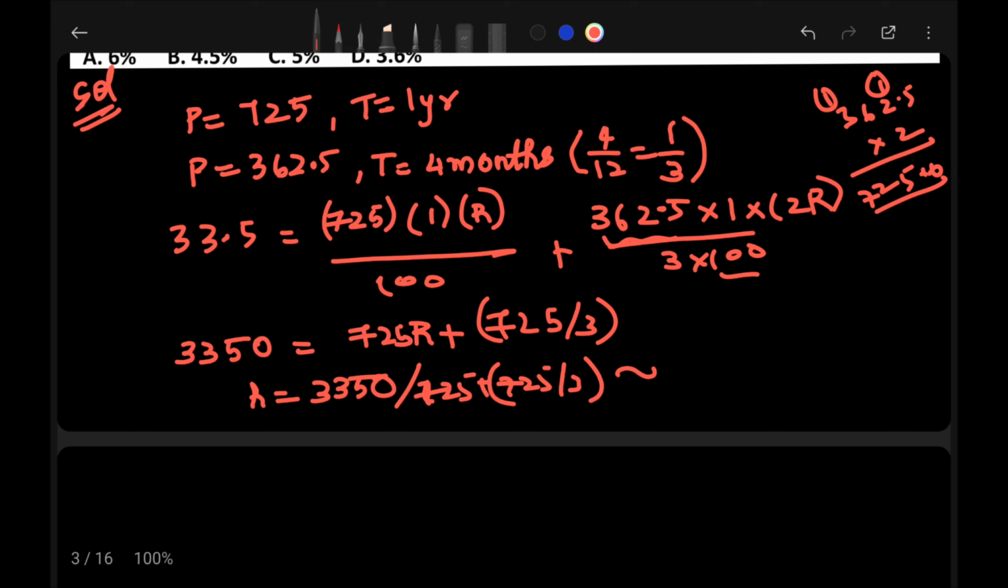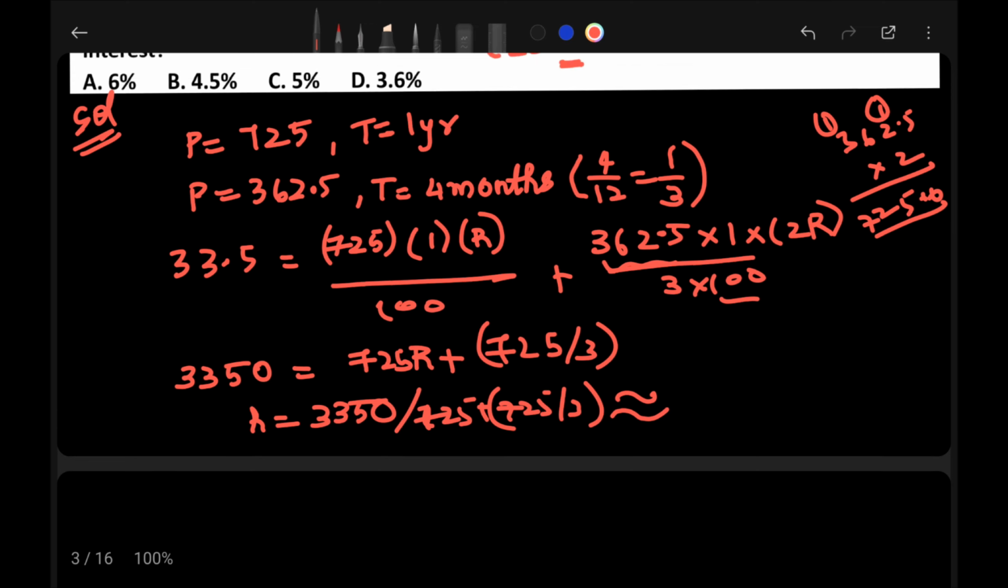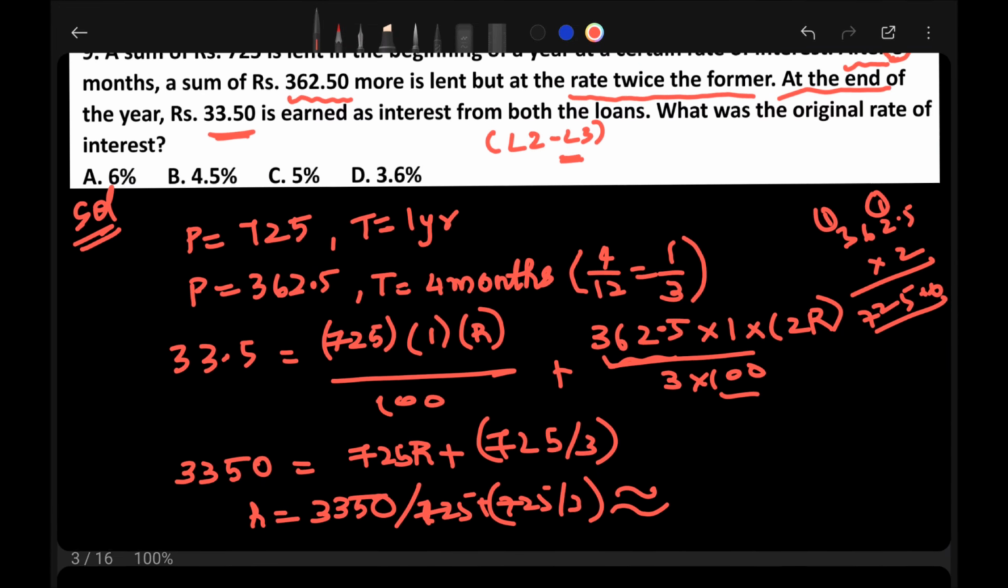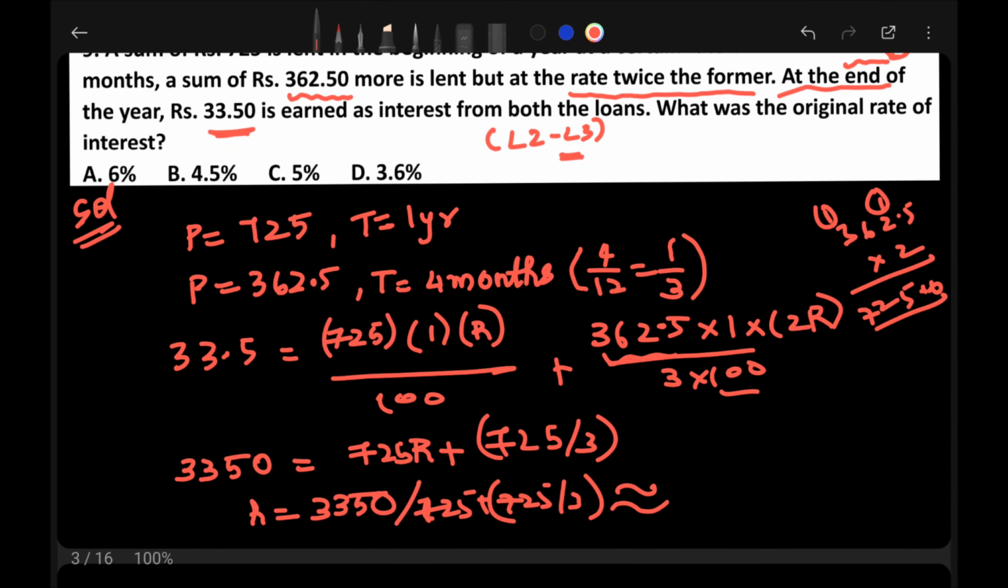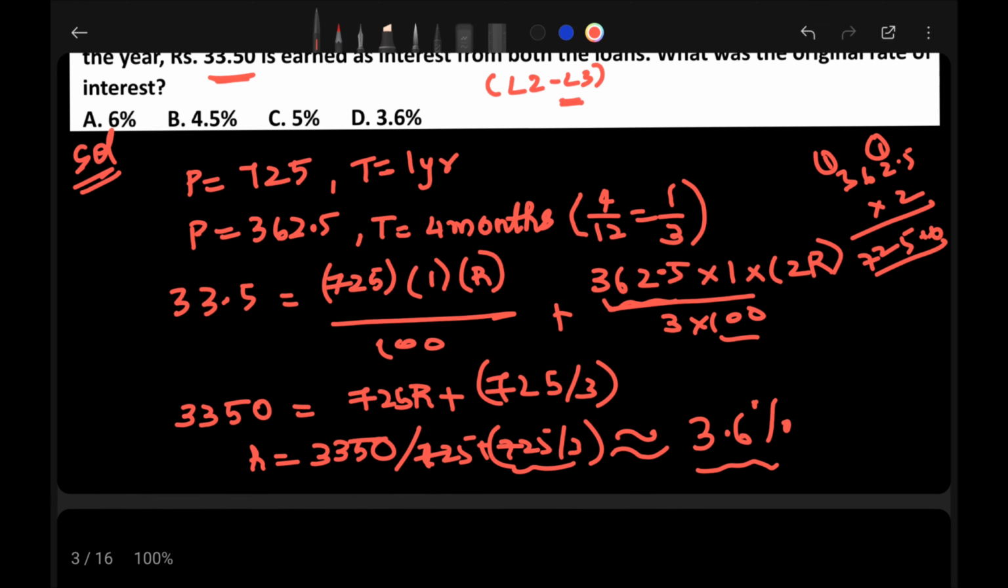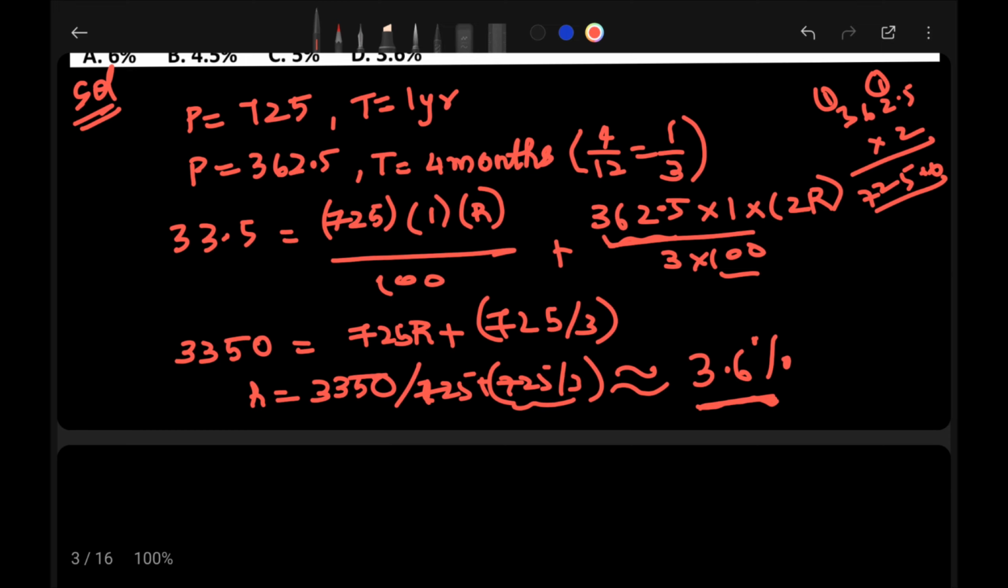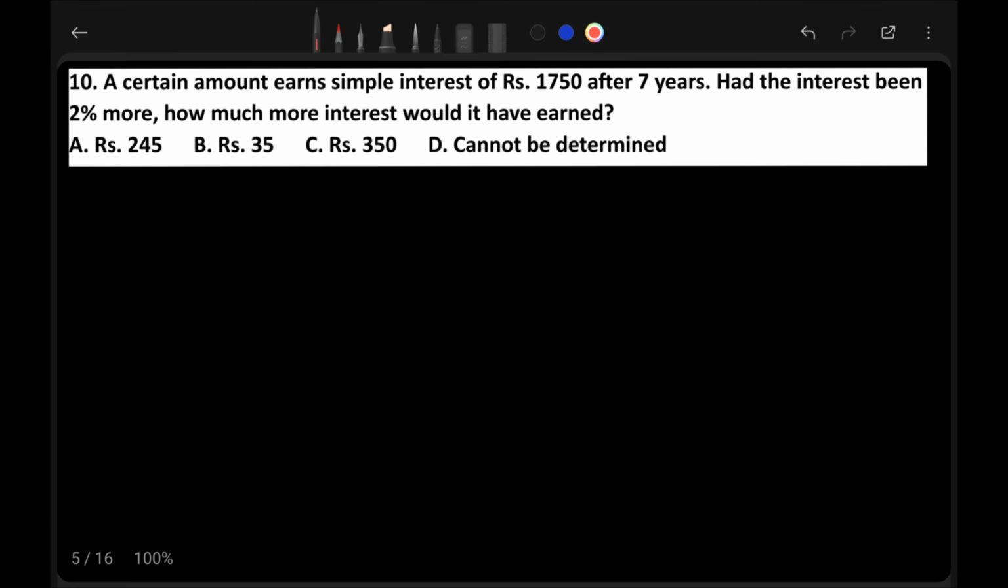It is a bit complicated maths. So we shall observe the options. Here, I think it is going to be 3.6 approximately, right? Yes, it is 3.6 approximately. Now we shall go to our next problem.